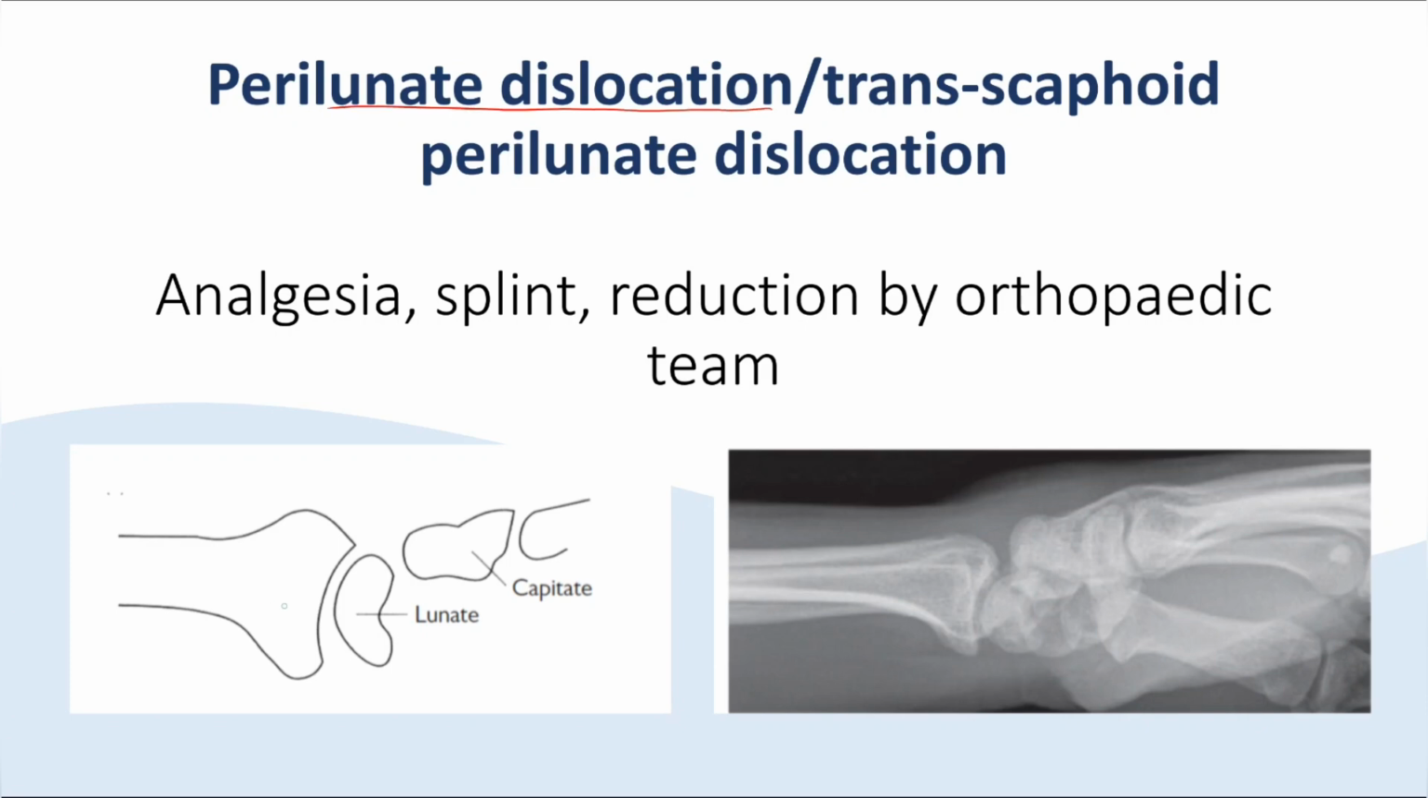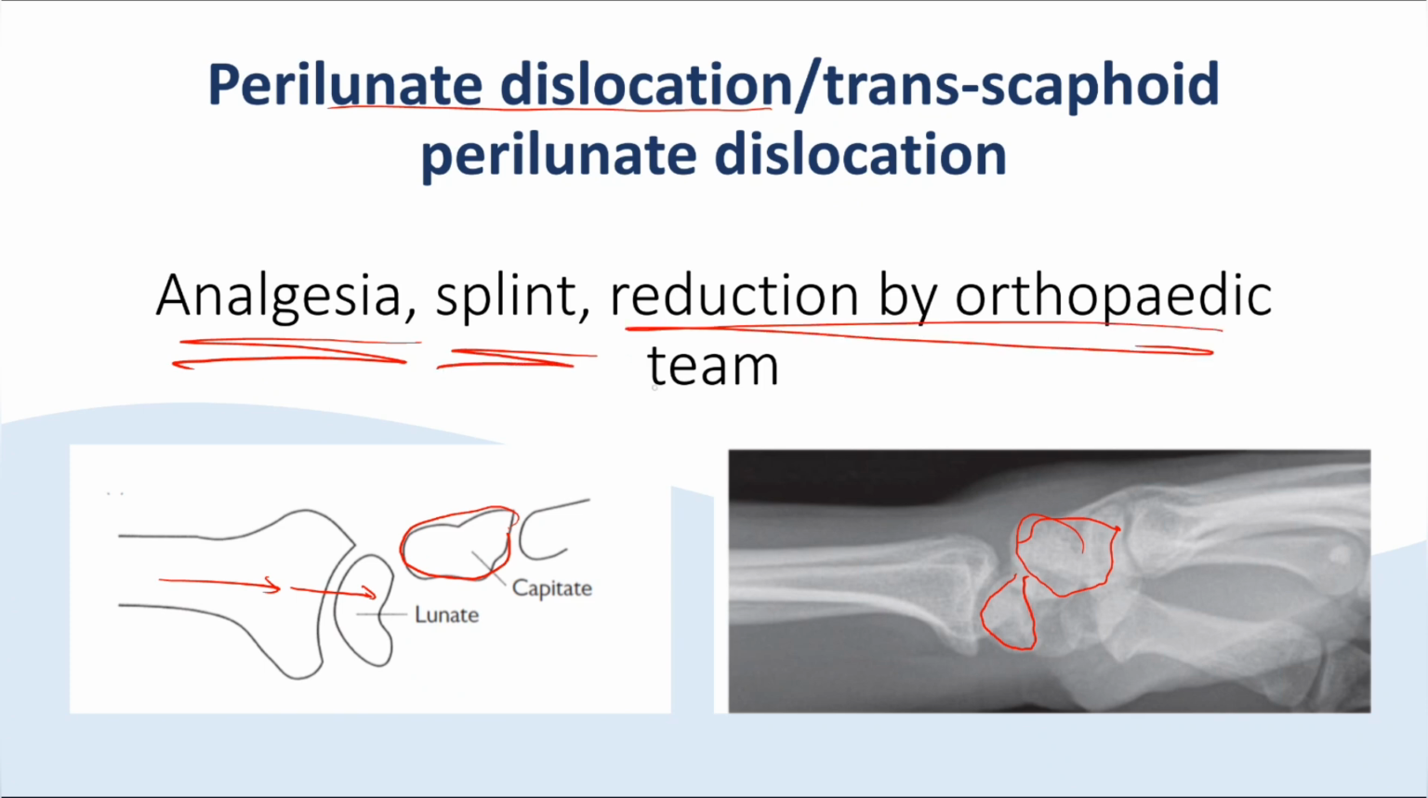Perilunate dislocation. Here in this patient, the radius and lunate are in a straight line, but around it the capitate is dislocated like this. So this is the lunate and the capitate is dislocated. You have to give good analgesia, splint it, and the reduction should be done by the orthopedic team.